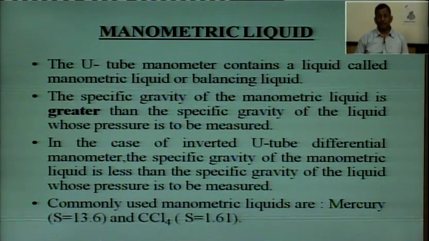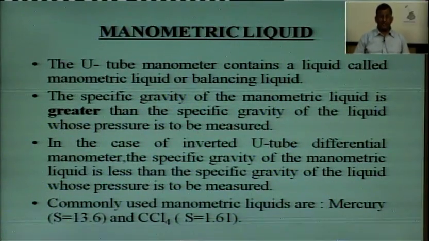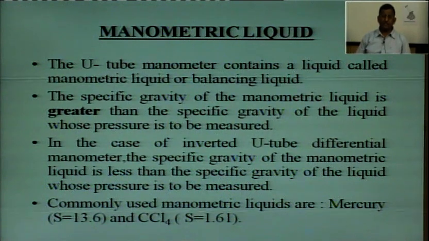Commonly used manometric liquids are mercury, CCl4, or bromoform. See, mercury has a specific gravity of 13.6, CCl4 has a specific gravity of 1.62, and bromoform has a specific gravity of 2.62. So, these are the manometric liquids.